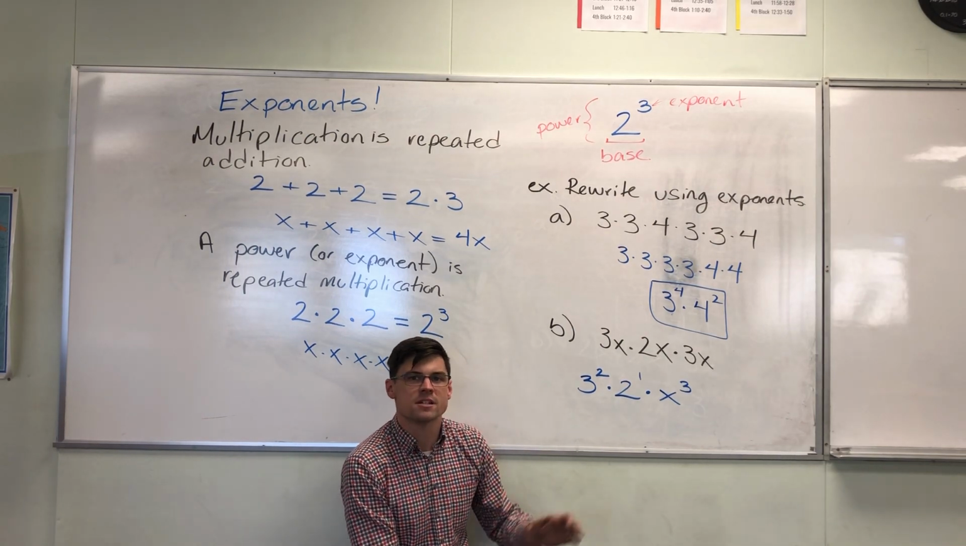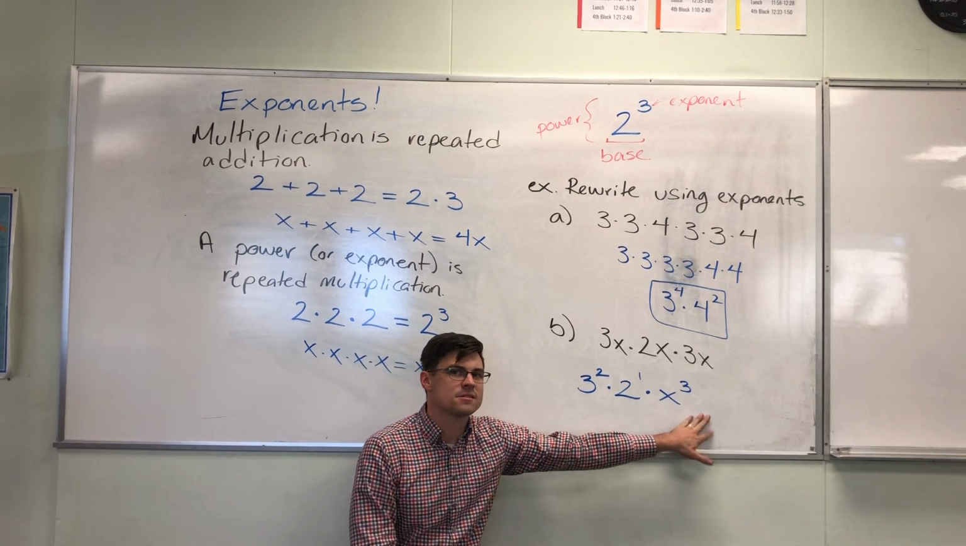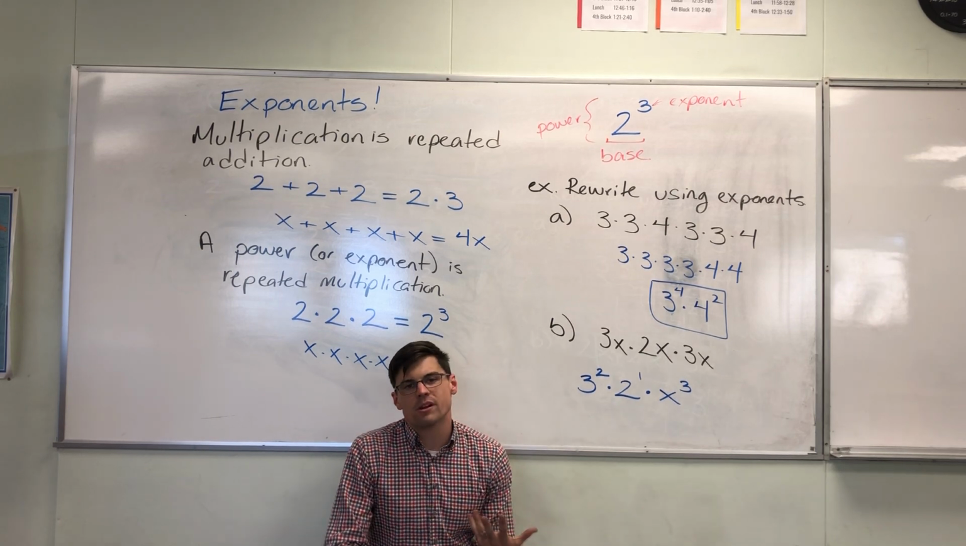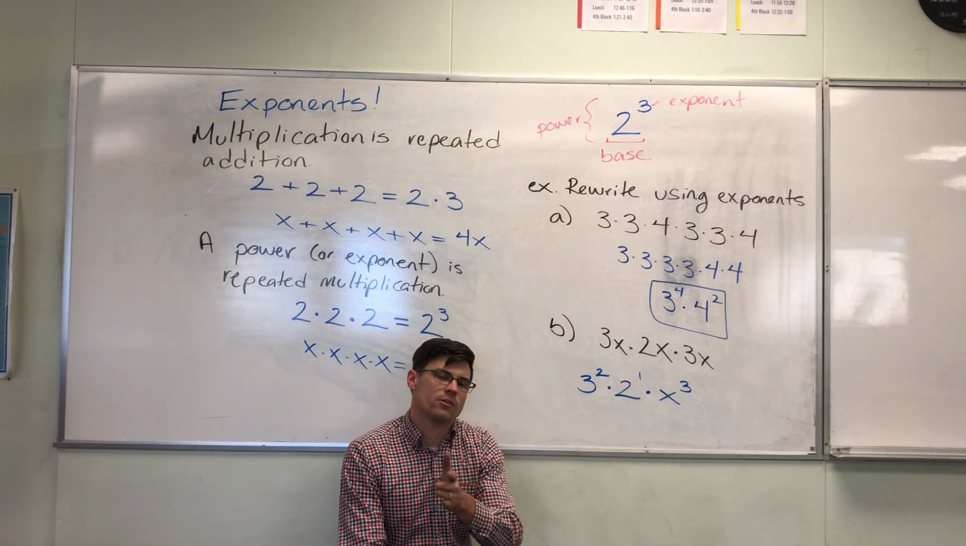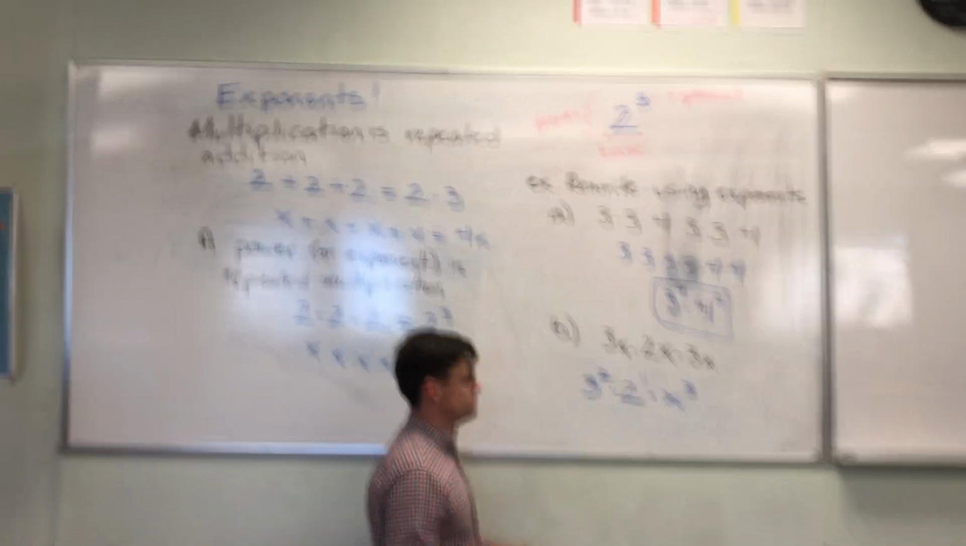Now I could rearrange this. We could have had the 2 come after the x. We could have had the x come first. But in math, we typically like all the numbers to come first and the variables to come second.